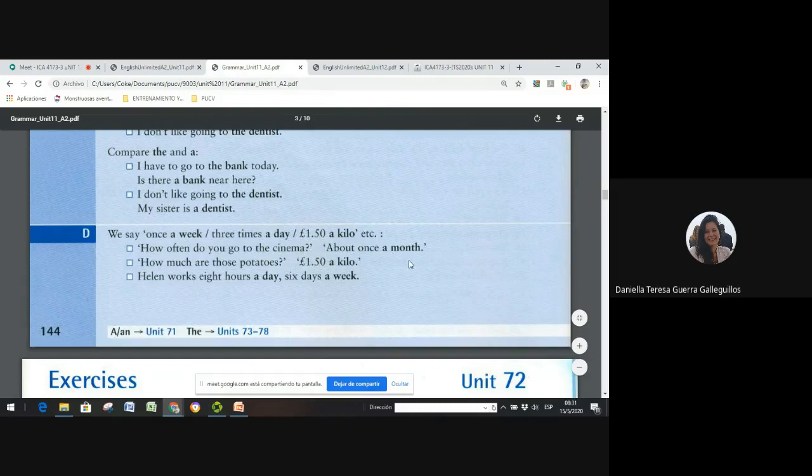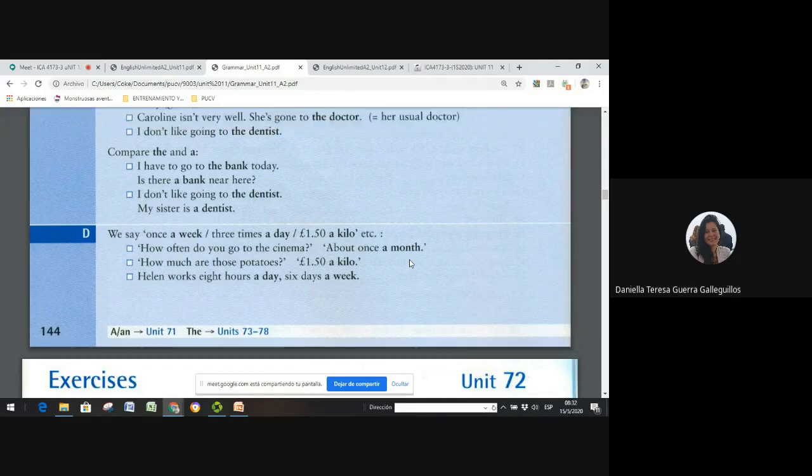About once a month. It is also used for the times you do something. So once a month, twice a year, three times a day. So when you talk about frequency, you say the frequency and the month, the day, or the other expression of time. All right? So once, twice, three times, four times a day, month, week, whatever.